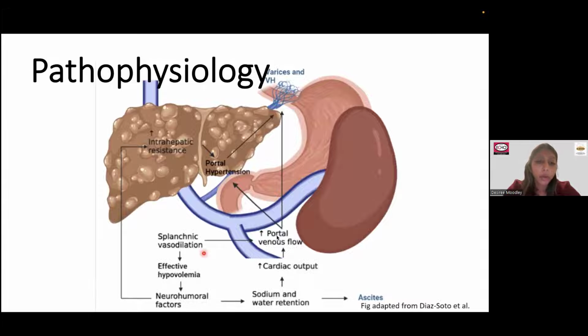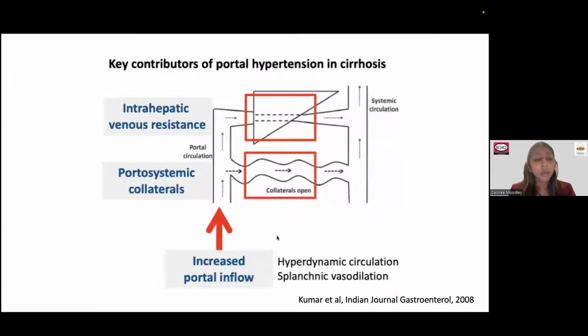So the splanchnic vasodilatation results in an effective hypovolemia. This stimulates neurohormonal factors such as your renin, angiotensin, aldosterone system, which all results in sodium and water retention. The sodium and water retention in turn increases your cardiac output, and this also leads to an increased portal venous inflow. So portal hypertension can eventually lead to portosystemic collaterals.